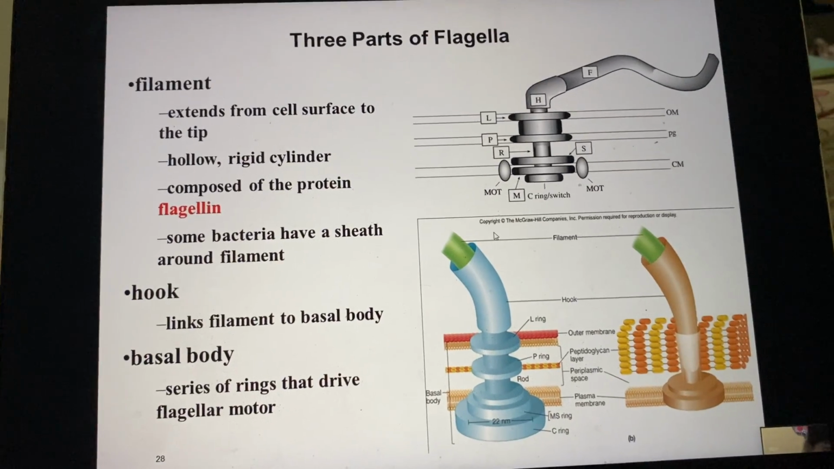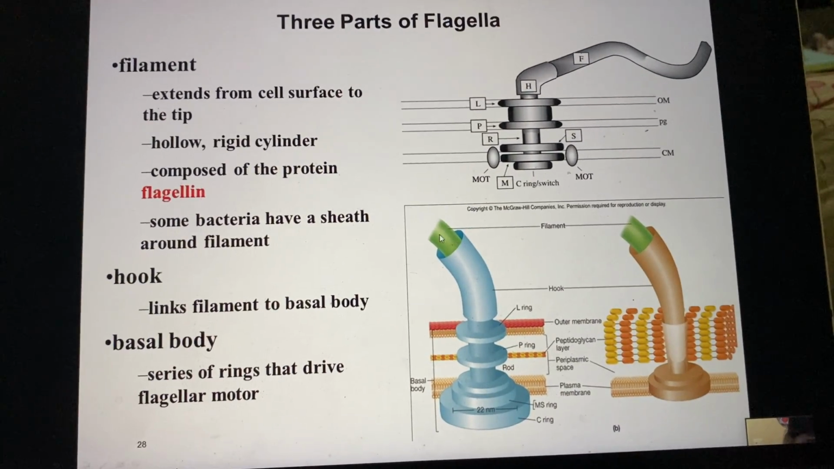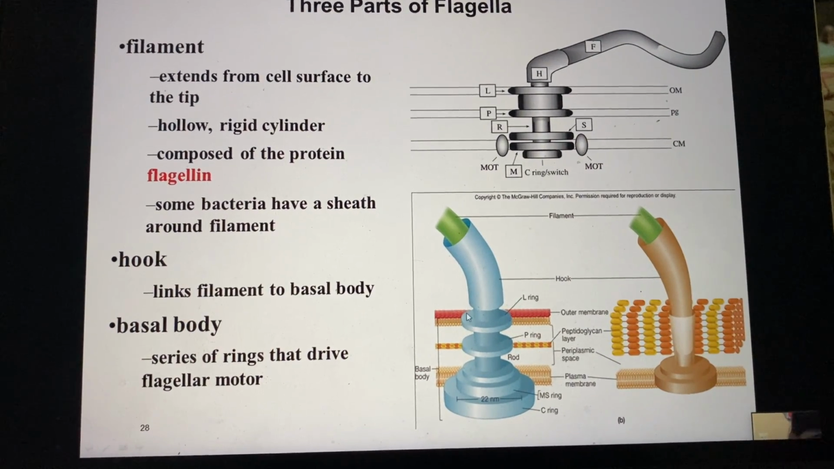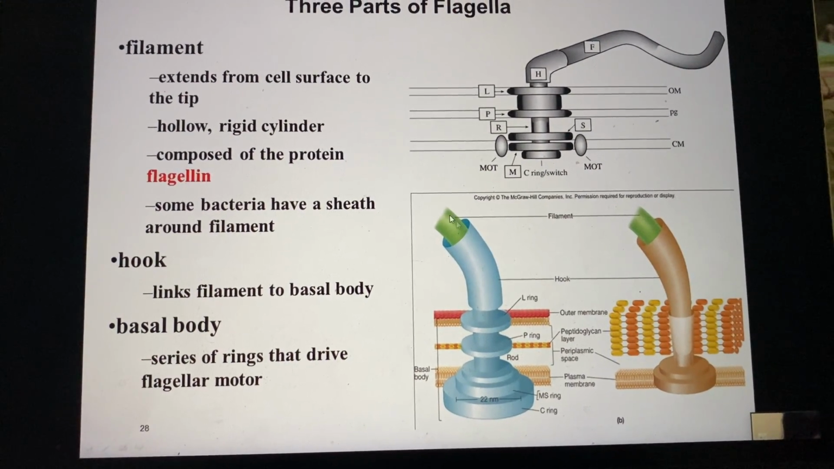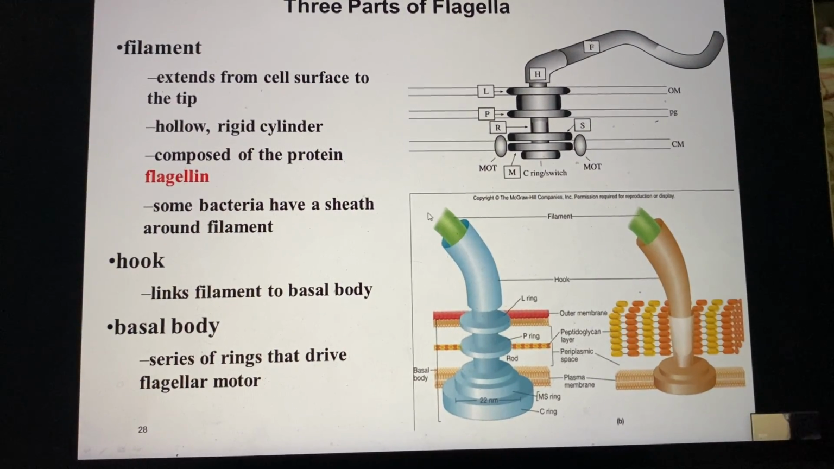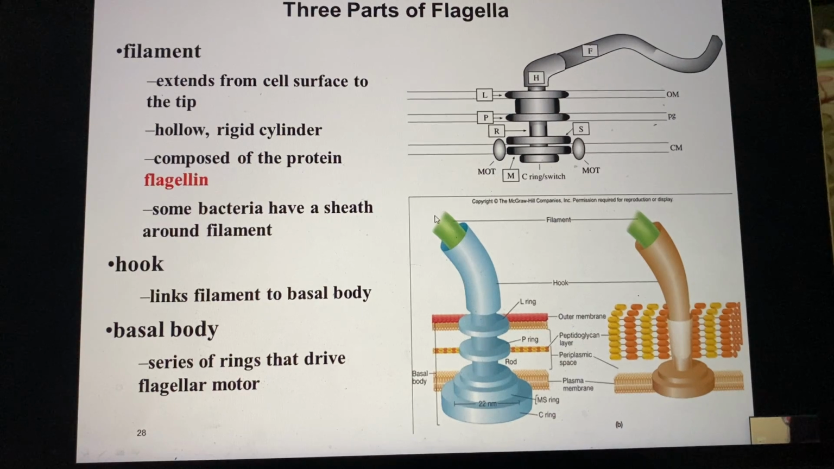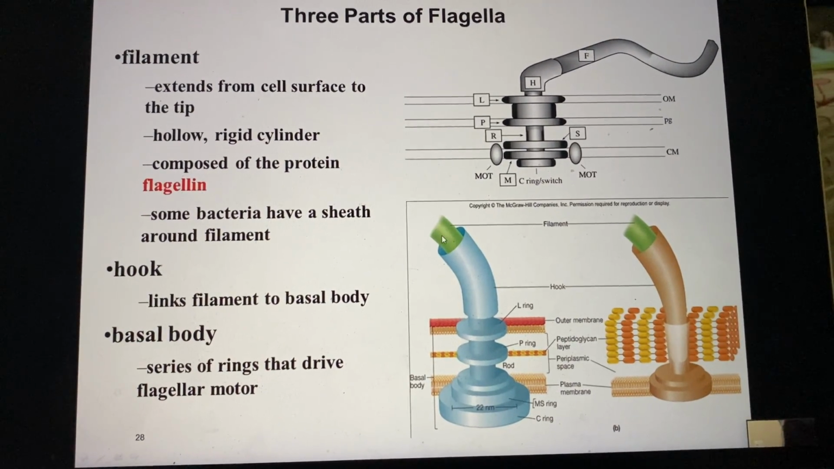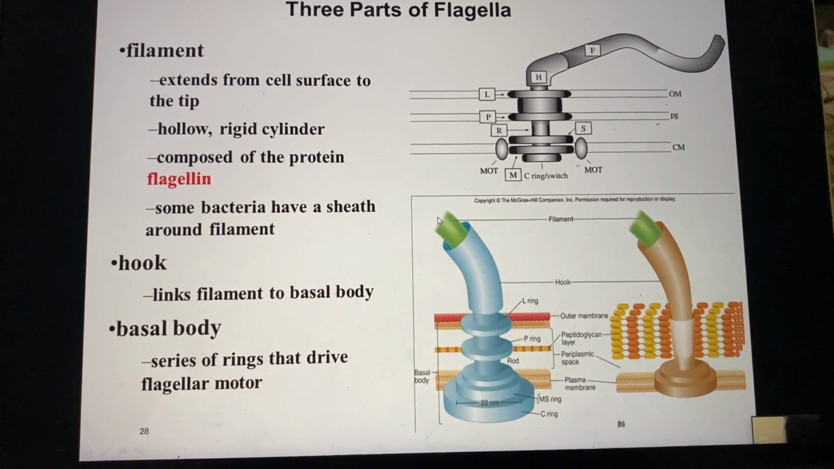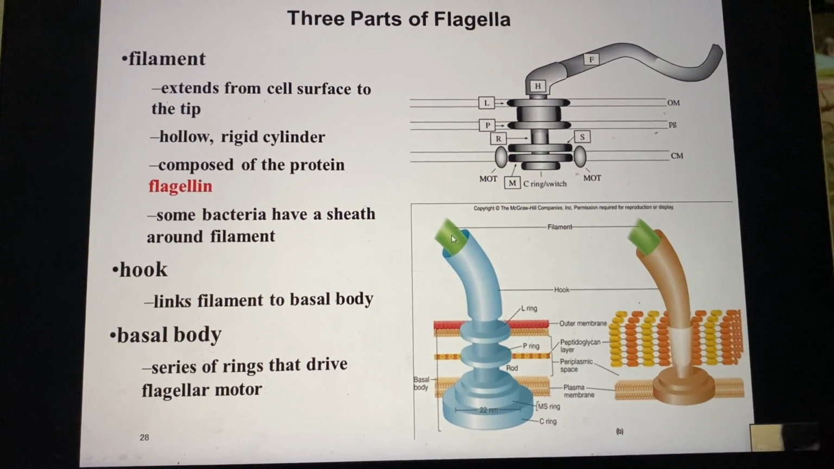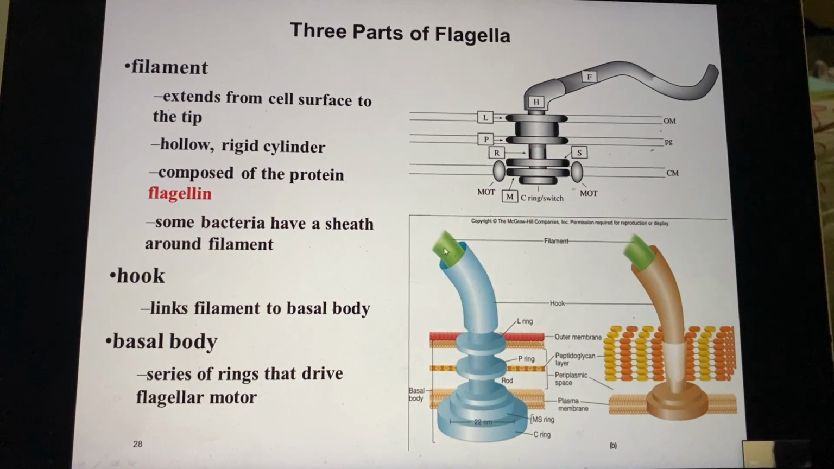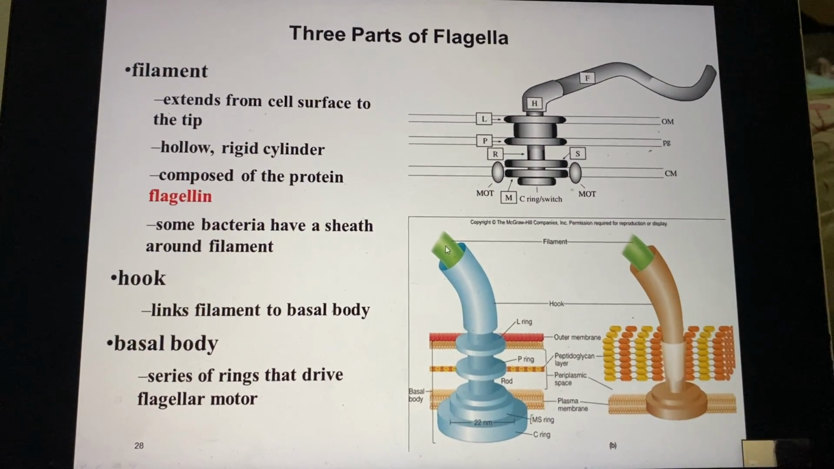So as such, the filament is the main body of the flagellum that we see outside of the cell, and this extends from the cell surface to the tip where it is synthesized at the tip. We'll talk about that in a minute. This filament is actually a hollow, rigid cylinder. So this filament, if you're looking at this green structure, is a hollow, rigid cylinder-like, and it is composed of a protein called flagellin. So the flagellin protein is the main component of your flagellar filament.